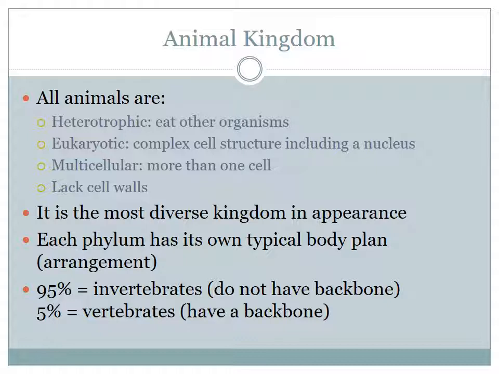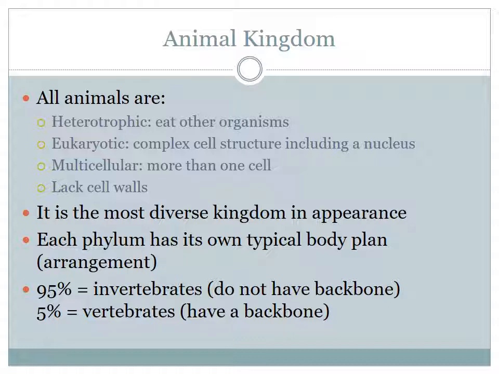All animals are also eukaryotic. That means that they have a complex cell structure, and their cells are going to include multiple different organelles, including a nucleus. All animals are multicellular. They're composed of more than one cell. Now, there are eukaryotic organisms that are unicellular, but they're not animals. They're going to be like protists. Also, all animals lack cell walls. Remember, the outer boundary in a plant is going to be a cell wall, but the outer boundary for all animal cells is the cell membrane.